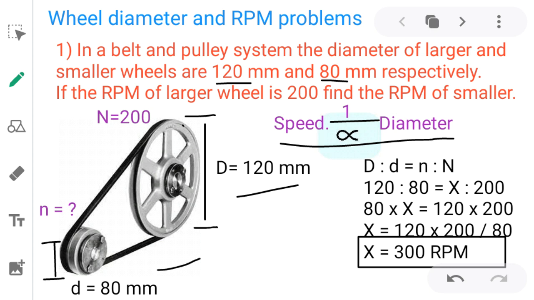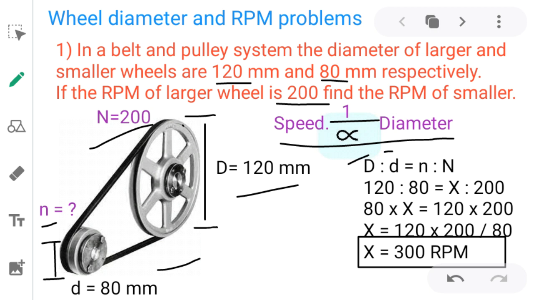If the RPM of larger is 200, RPM is rotation per minute, we represent it N. N is equal to 200 in case of larger wheel. Find the N, that is smaller n, in case of smaller wheel. So we have the ratio equation with respect to diameter. Capital D is to small d equals, you may observe the change here.